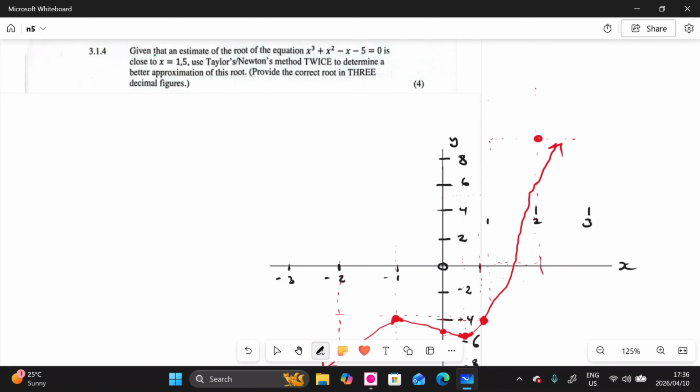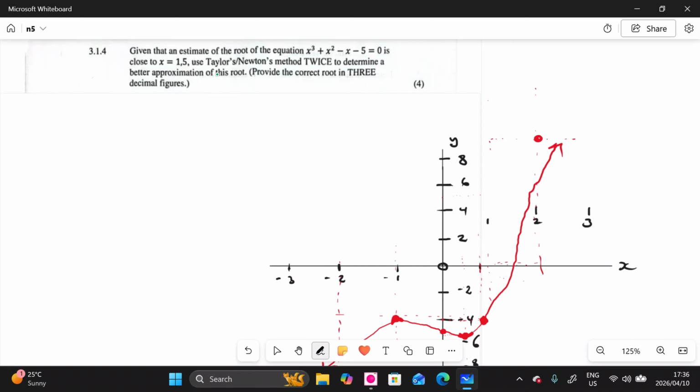Now we are given that the estimation of the root of the equation x cubed plus x squared minus x minus 5 equals 0 is close to x equals 1,5. Use Taylor's or Newton's method twice to determine a better approximation of the root. Provide the correct root in 3 decimal figures.